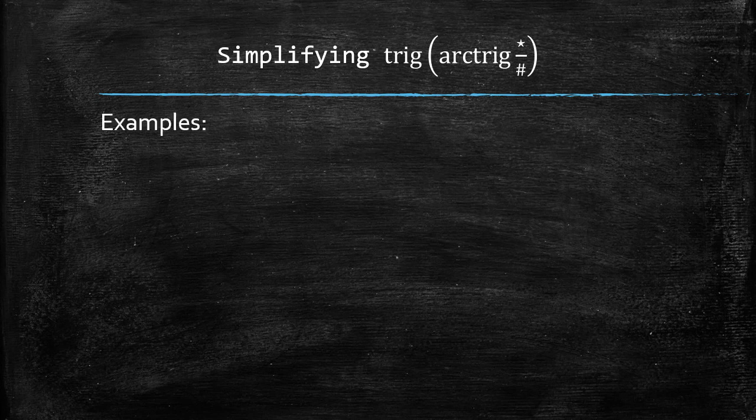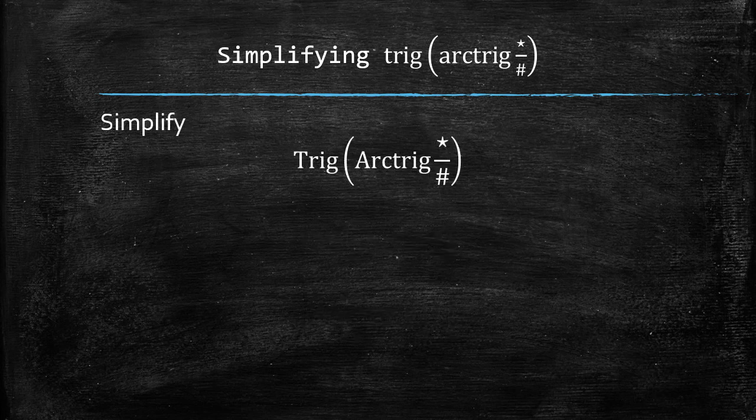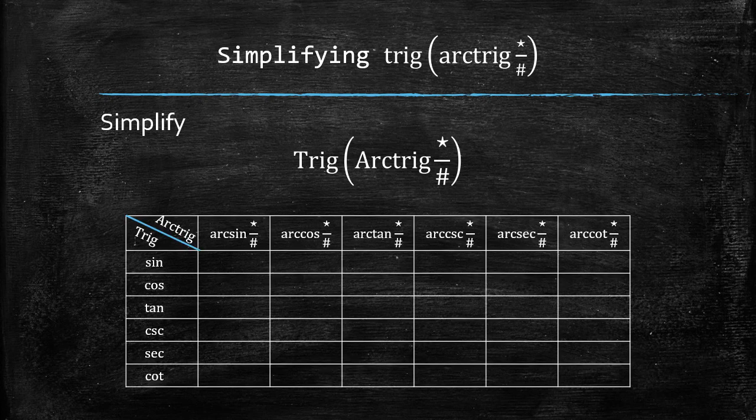Here are a few problems of such type. Notice how the pattern demands that an inverse function must be inside of another trigonometric function. Let's consider a generic problem of this type. There are only 36 possible combinations of trigonometric and inverse trigonometric functions, so it is just a matter of time before you try all of them.